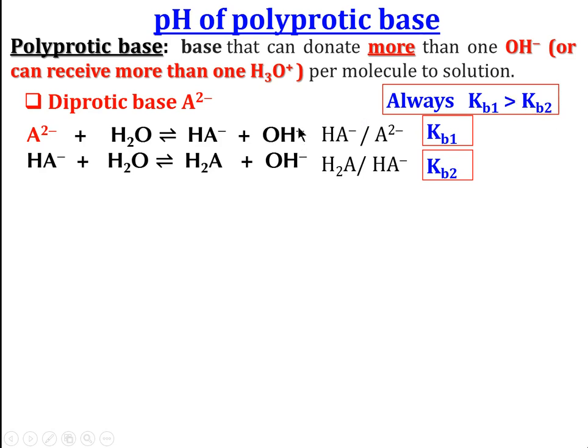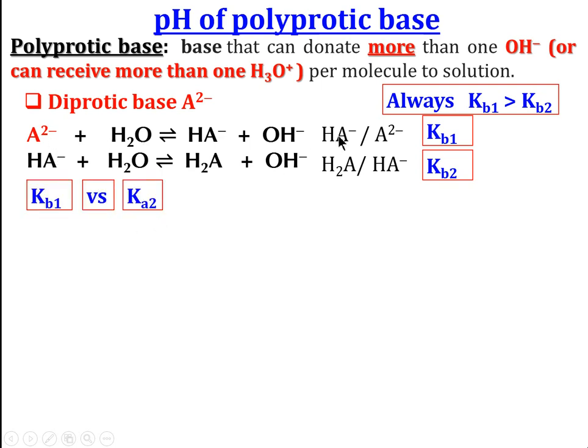And always we have Kb1 greater than Kb2. That means the first basicity of A2 minus is stronger than the second. To note that the couple involved in reaction 1 is HA minus, A2 minus, and the couple involved in reaction 2 is H2A, HA minus.